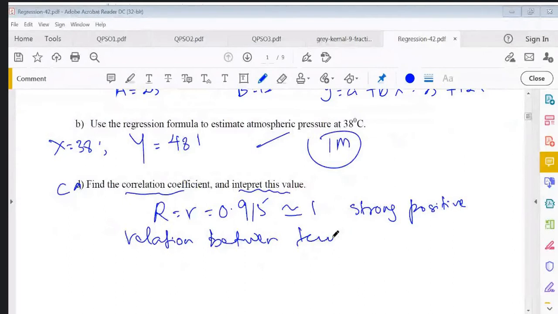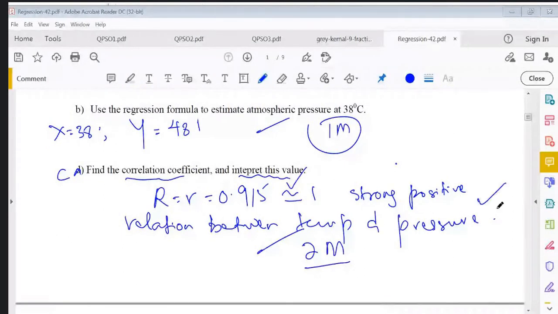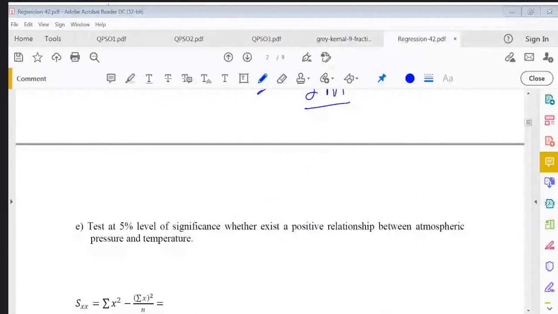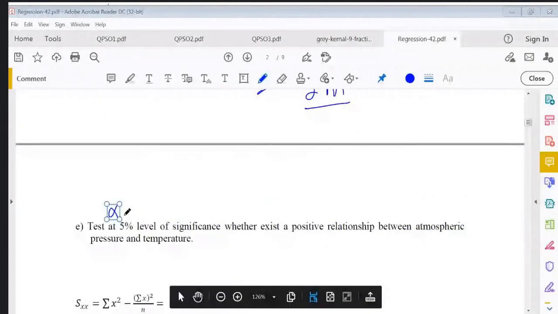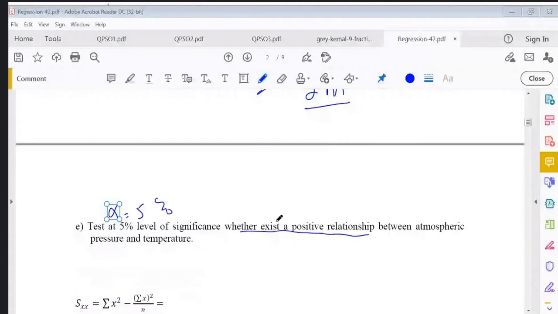Okay, the number C. Test at 5%. The 5% is alpha. Whether it is positive: the question is positive, we want to test a positive relationship. You just take the hypothesis. Number 1 is that a relationship exists, number 2 is positive. We just consider number 2 hypothesis. When positive, we just take the positive.